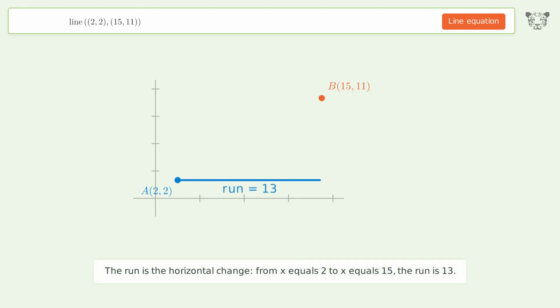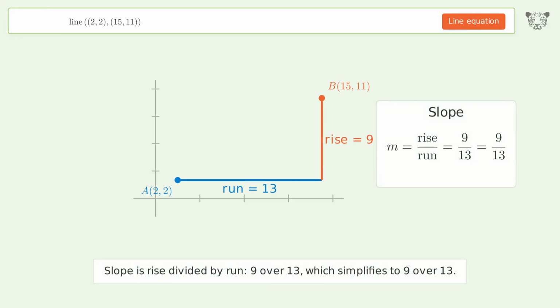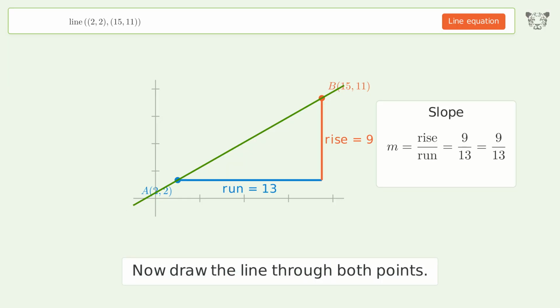The run is the horizontal change, from x equals 2 to x equals 15, the run is 13. The rise is the vertical change, from y equals 2 to y equals 11, the rise is 9. Slope is rise divided by run, 9 over 13, which is already in simplest form, 9 over 13. Now draw the line through both points.